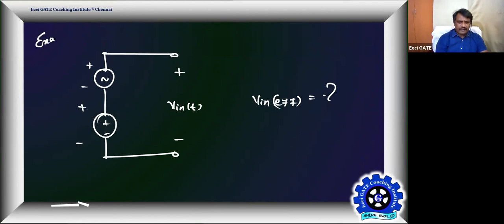Next example. Let this be an 8 volt AC supply. This is a 6 volt DC supply. This is AC, this is DC. AC has some frequency. DC has no frequency, omega is equal to 0.